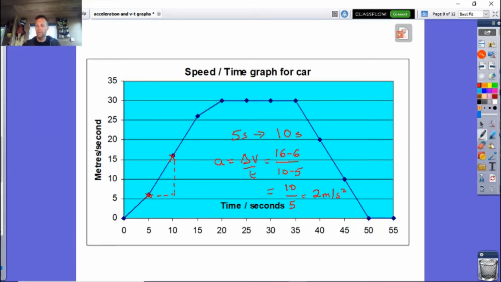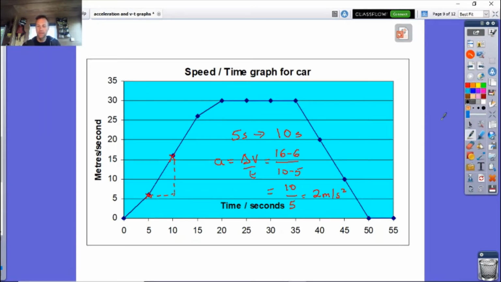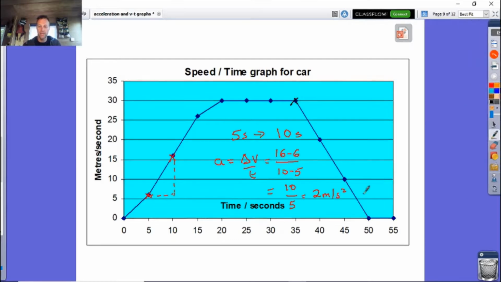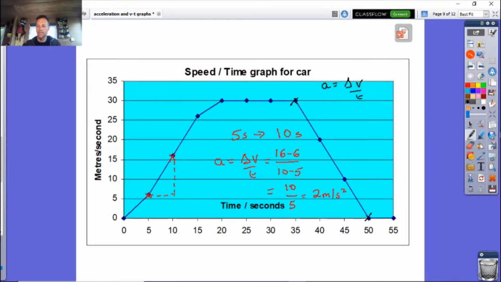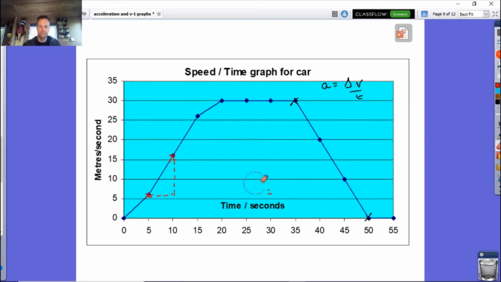Now, the other one you can do, and I'll change to a different color pen, is going from this point here down to that point there. Exactly the same thing you do again. Acceleration is going to be delta V over delta t. Now, I'm going to have to rub this out so I can fit this in.